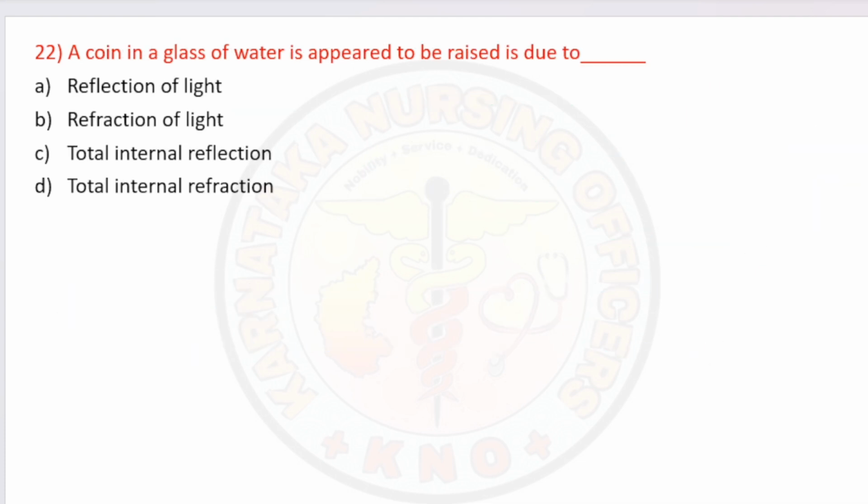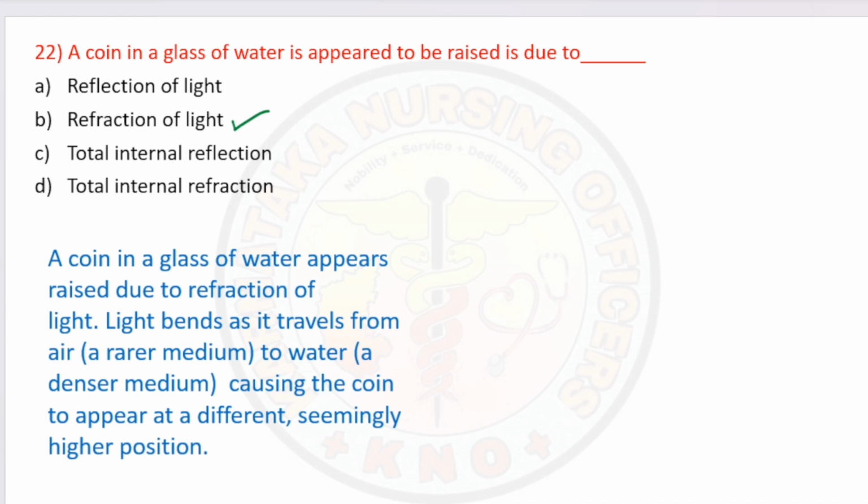Next question. A coin in a glass of water appears to be raised due to dash. Option A, reflection of light. Option B, refraction of light. Option C, total internal reflection. And option D, total internal refraction. So the correct answer for this question is refraction of light. Whenever you place a coin inside a glass of water, it appears to be raised, and that is due to refraction of light.